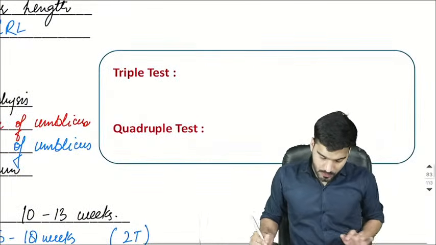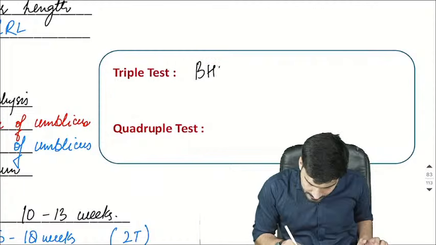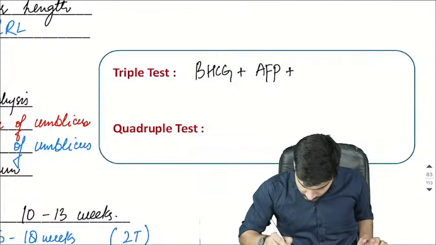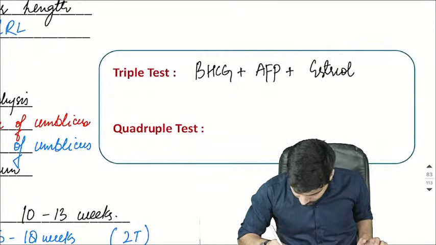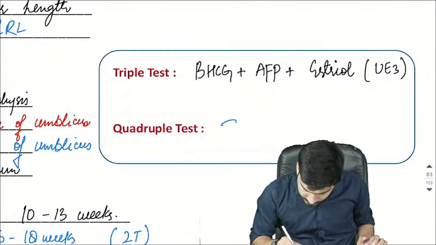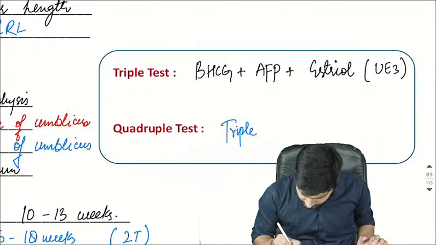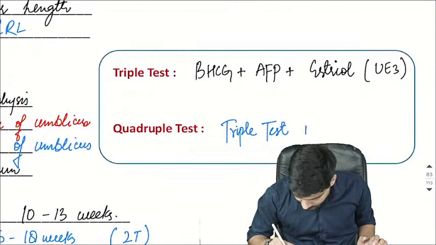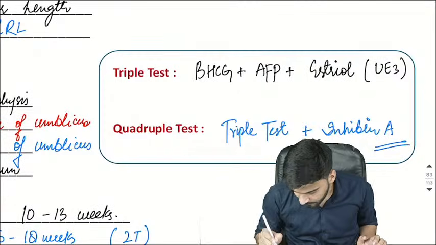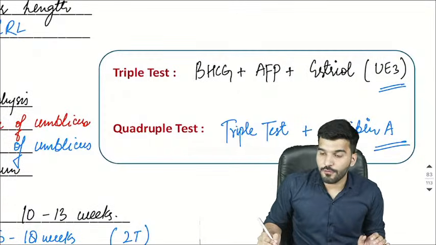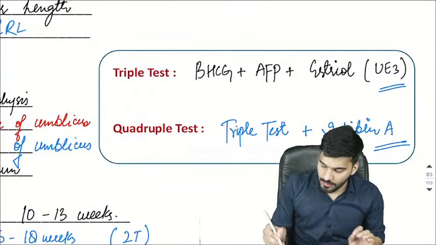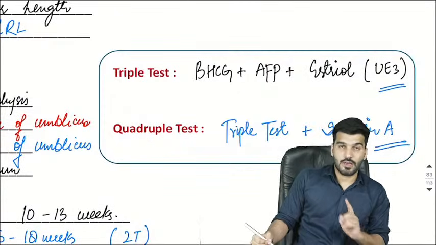Then we have a triple test. What are the parameters of the triple test? We check beta HCG, along with that alpha fetoprotein, along with that estriol, that is unconjugated E3. And the quadruple test is the triple test along with inhibin A. So if they ask which of the following parameters is not seen in a quadruple test, they will mention inhibin B. Inhibin A is there, not inhibin B.